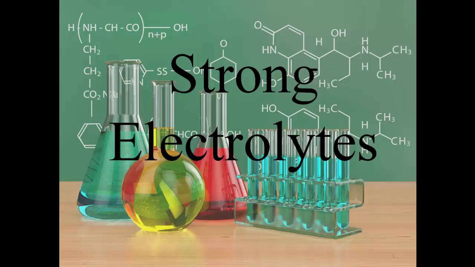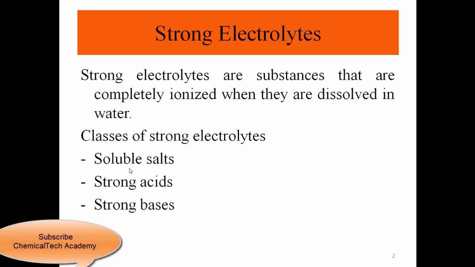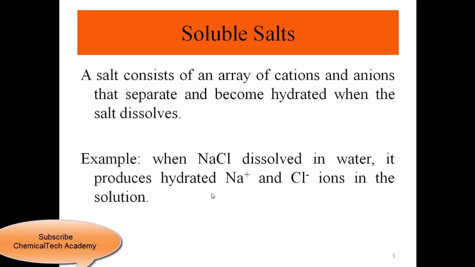In this video I want to talk about strong electrolytes. Strong electrolytes are substances that are completely ionized when they are dissolved in water. We talked about it earlier in the ionic compounds in water video. We can classify these strong electrolytes into different classes. They result from soluble salts, strong acids, and strong bases.